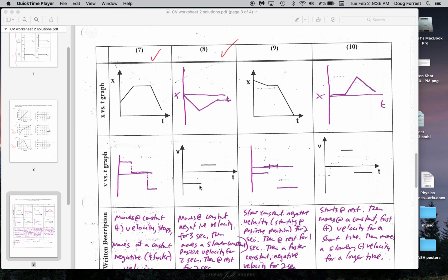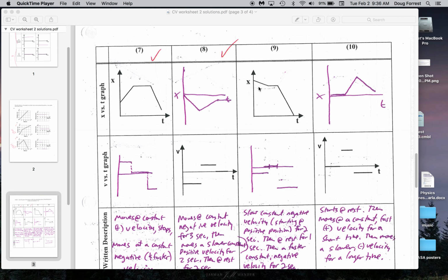Here I've got a constant negative velocity, then for a shorter time period, although I don't think I showed that well up here, constant positive velocity and then zero velocity. This looks a little slower than this because it's a little closer to this axis. So negative, positive, zero.